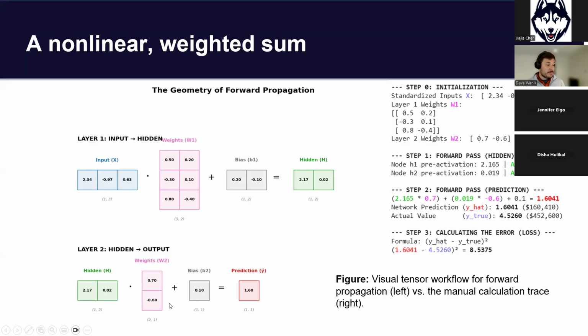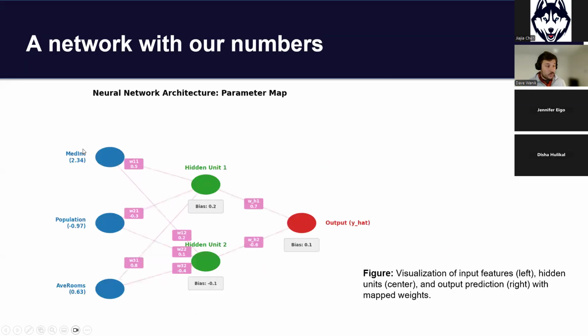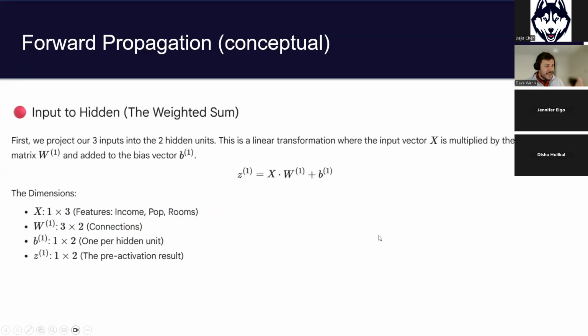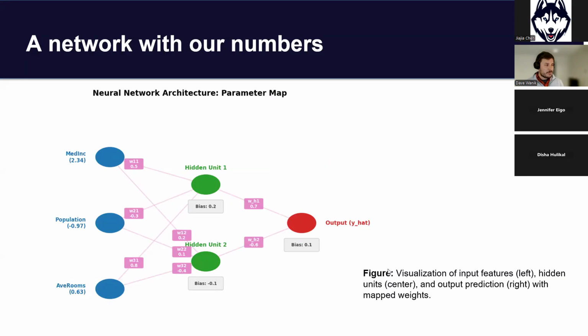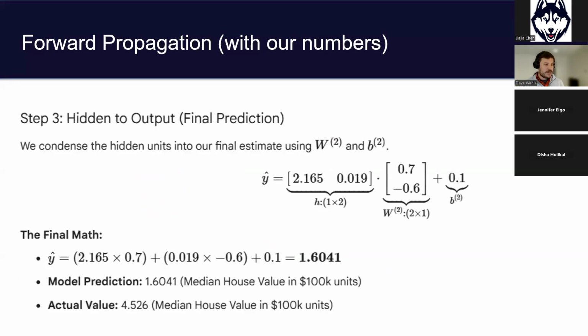And so you have this 1 by 2 vector multiplied by this 2 by 1 matrix, plus a bias term similar to a linear regression. And then we get our output. And so what do we see here as we're passing information across the network? Well, we see that our input of income, population, and rooms gets squished down into two-dimensional space. It creates this output. And that output, just skipping ahead with our numbers, is 1.6.